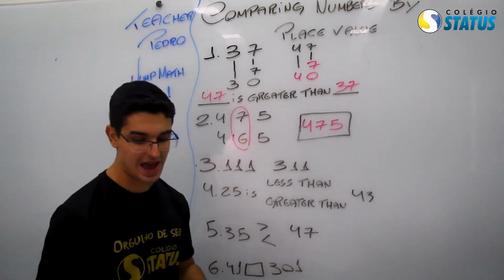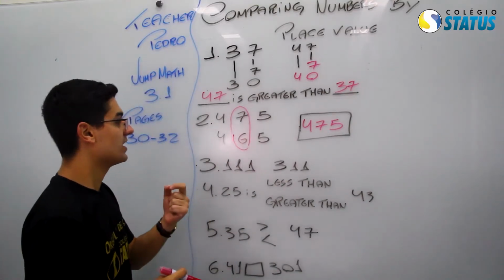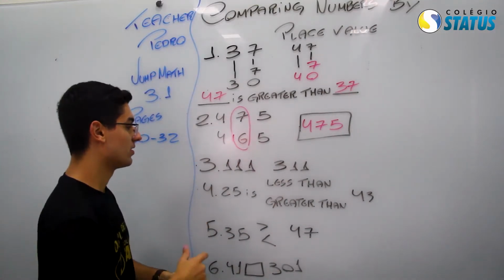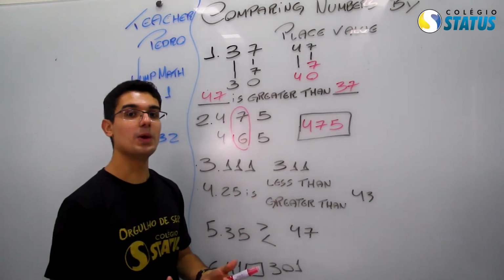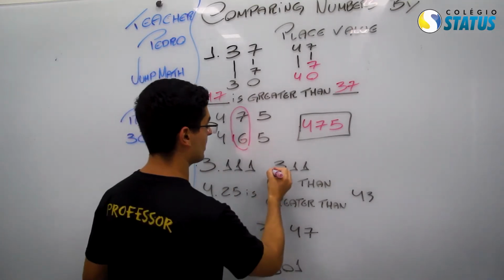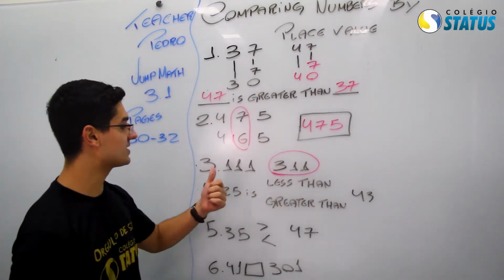Really simple. We have to circle the greater number. A gente só tem que circular o maior número. 111 and 311. Which one is greater? 311. Simple, right? Exercise number 4.